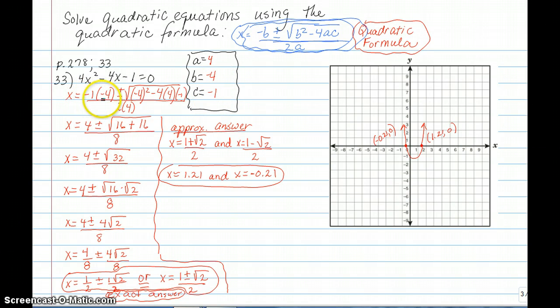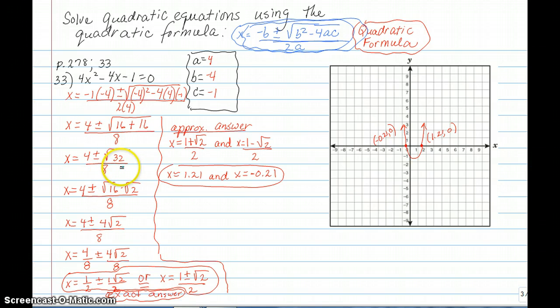So it's negative 1, negative b, negative 1 times the b, which is negative 4, plus or minus the square root of b squared, which is negative 4 squared. Make sure your negative 4 is in parentheses, minus 4 times a, which is 4, times c, which is negative 1, all over 2 times a, which is 2 times 4. Negative 1 times negative 4 is 4, plus or minus the square root of negative 4 squared, which is 16. You have a negative times negative 4 times 4, which is negative 16, times negative 1, which is positive 16, plus 16. 2 times 4 is 8 all over 8. 4 plus or minus the square root of 32 over 8.